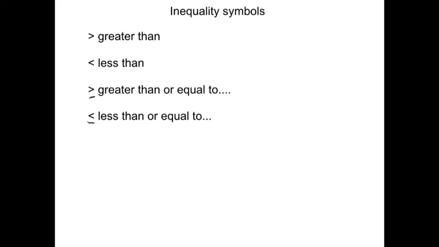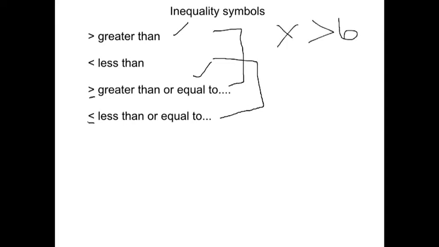So if we looked at these two symbols and these two symbols, the difference between the greater than and the greater than or equal to is that in the greater than or equal to, part of the solution could be the number that you solve for. So if x is greater than 6, it means that all numbers that are greater than 6 will make your inequality true. So 7, 8, 9, 10, 11, 6.5, 6.2, but not 6. If you have x is greater than or equal to 6, it means now 6 is included as part of your solution. So 6 will make the inequality true.